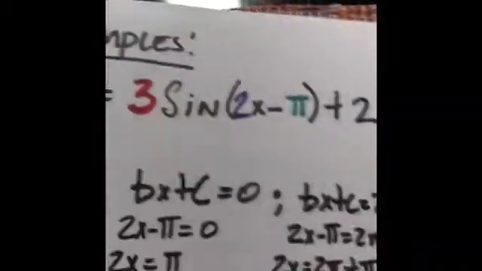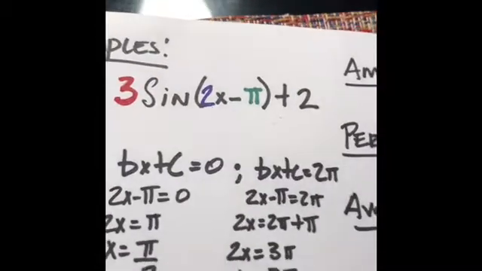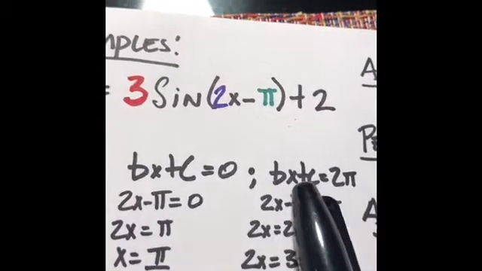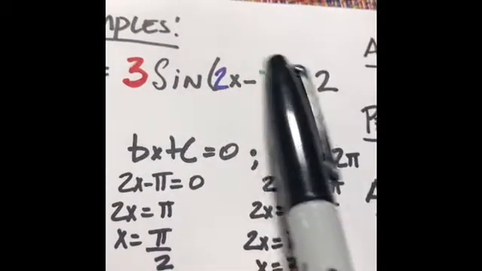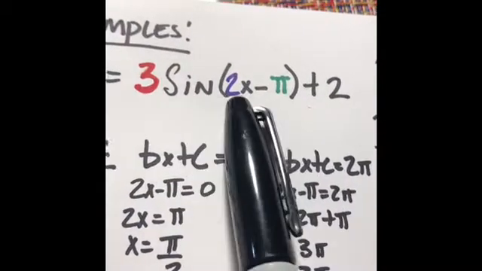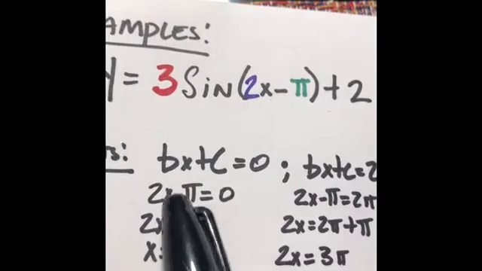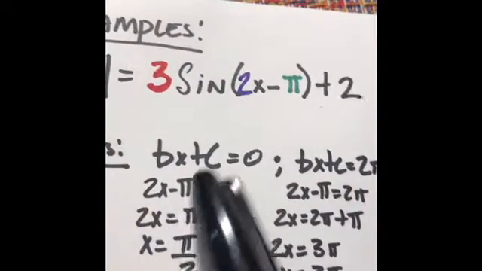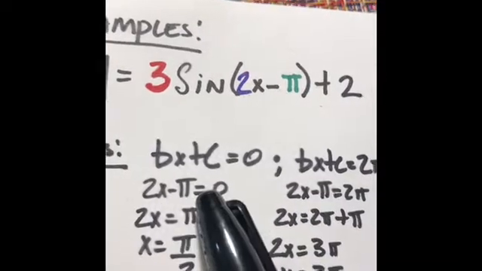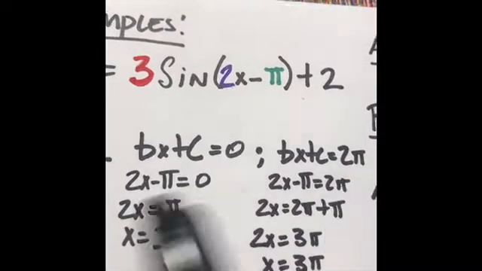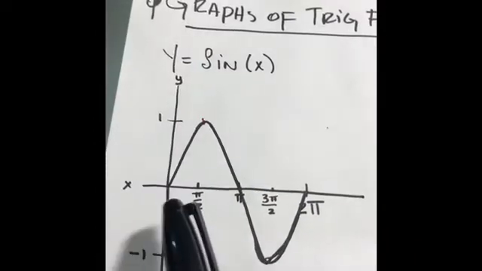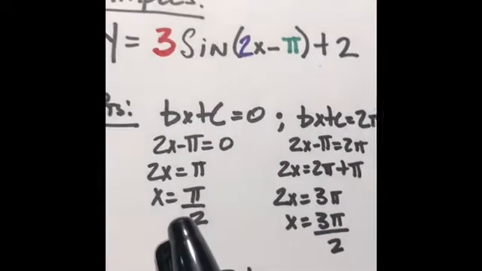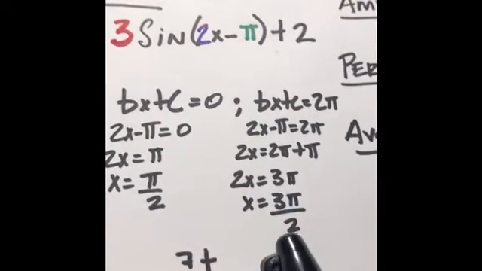From there, I get the endpoints. My endpoints with the formula bx plus c is equal to 0 and bx plus c is equal to 2 pi. Remember that the part of bx plus c comes from whatever is in the parentheses after sine. And I don't change the signs when I use it to solve for x. So 2x minus pi equals 0, and 2x minus pi is equal to 2 pi. From 0 to 2 pi, because remember that the original graph of the sine function goes from 0 to 2 pi in one cycle. So I solve for x, and I have one x value of pi over 2, and the other x value of 3 pi over 2.